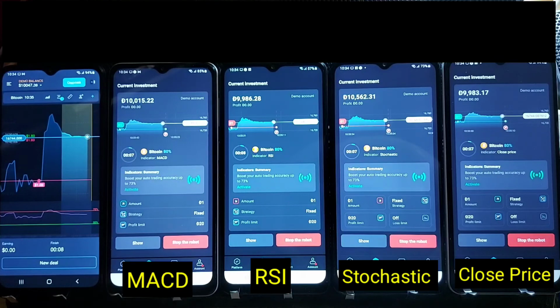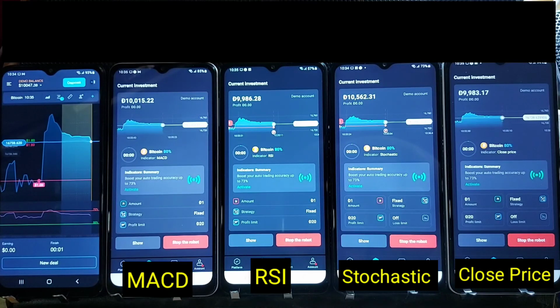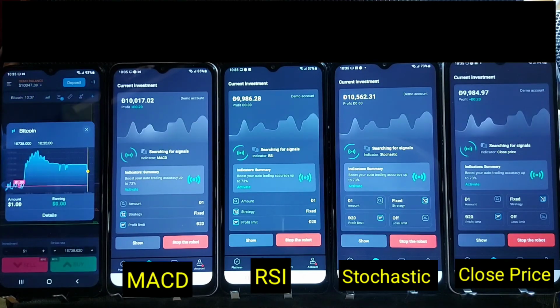10 seconds to go. It's going to be make or break. It's going to be win or lose. 3, 2, 1. And we lost the deal.